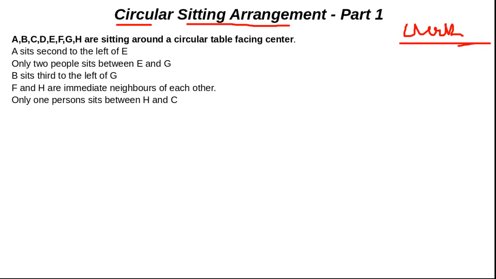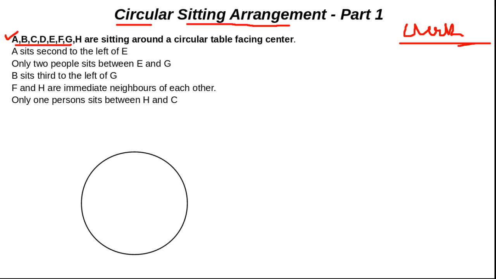So the question will be of this type: A, B, C, D, E, F, G, H are sitting around a circular table and they are facing center. Remember, there are 8 persons. So you need to draw a circular table.